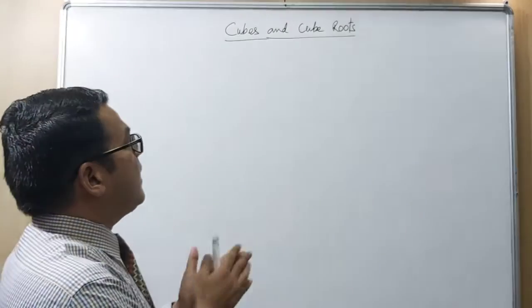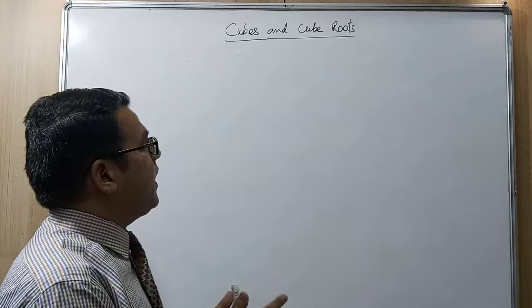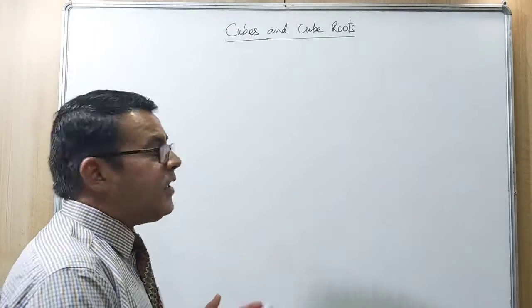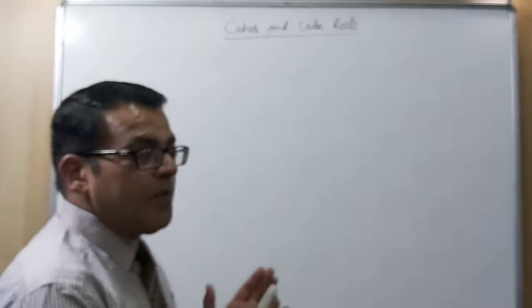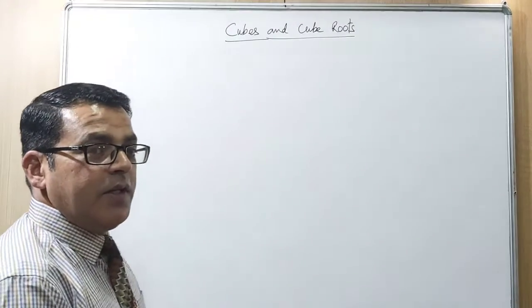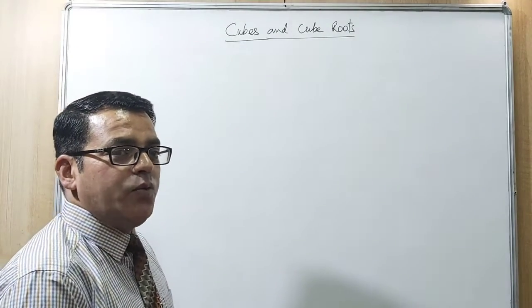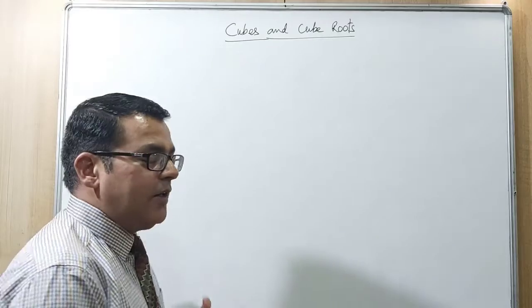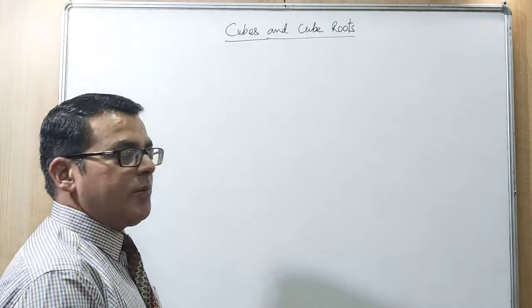Today, as you can see here, we'll start with cubes and cube roots, right? This is chapter number 5, and in your textbook, it is chapter number 7. 4 chapters we have already completed. Let me recall these chapters.